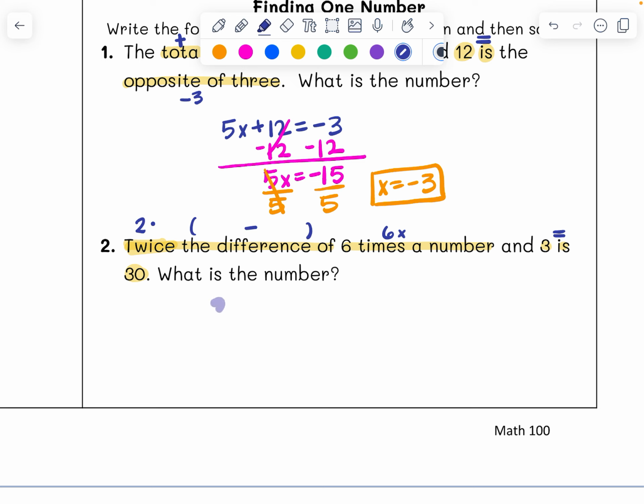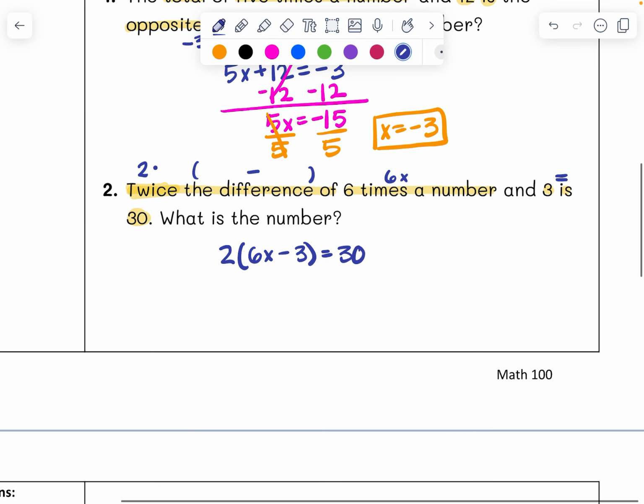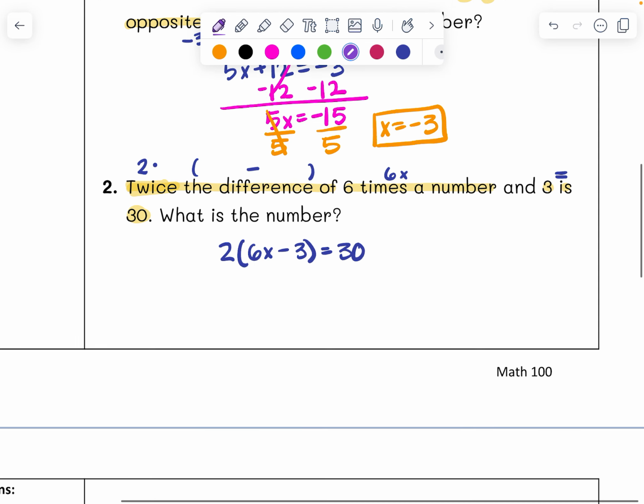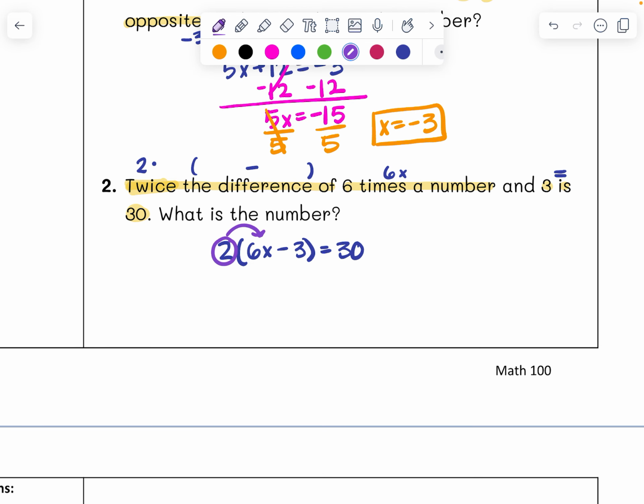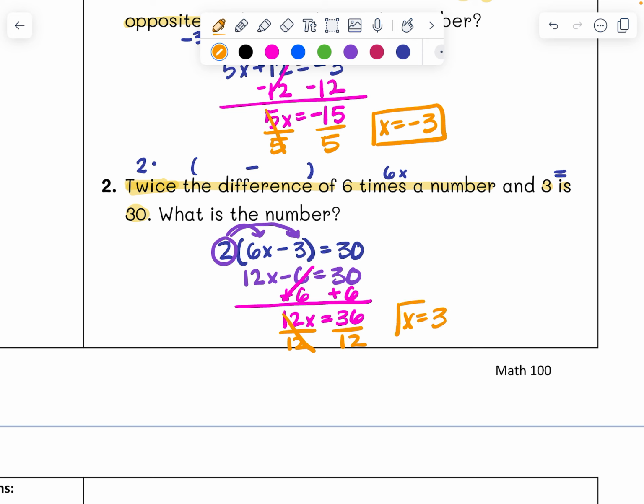Twice the difference of 6 times a number and 3 is 30. So I would write this as 2 times (6x minus 3) equals 30. I'm going to need to distribute: multiply 2 times 6x, 2 times negative 3. Add 6, and divide by 12. x equals 3.